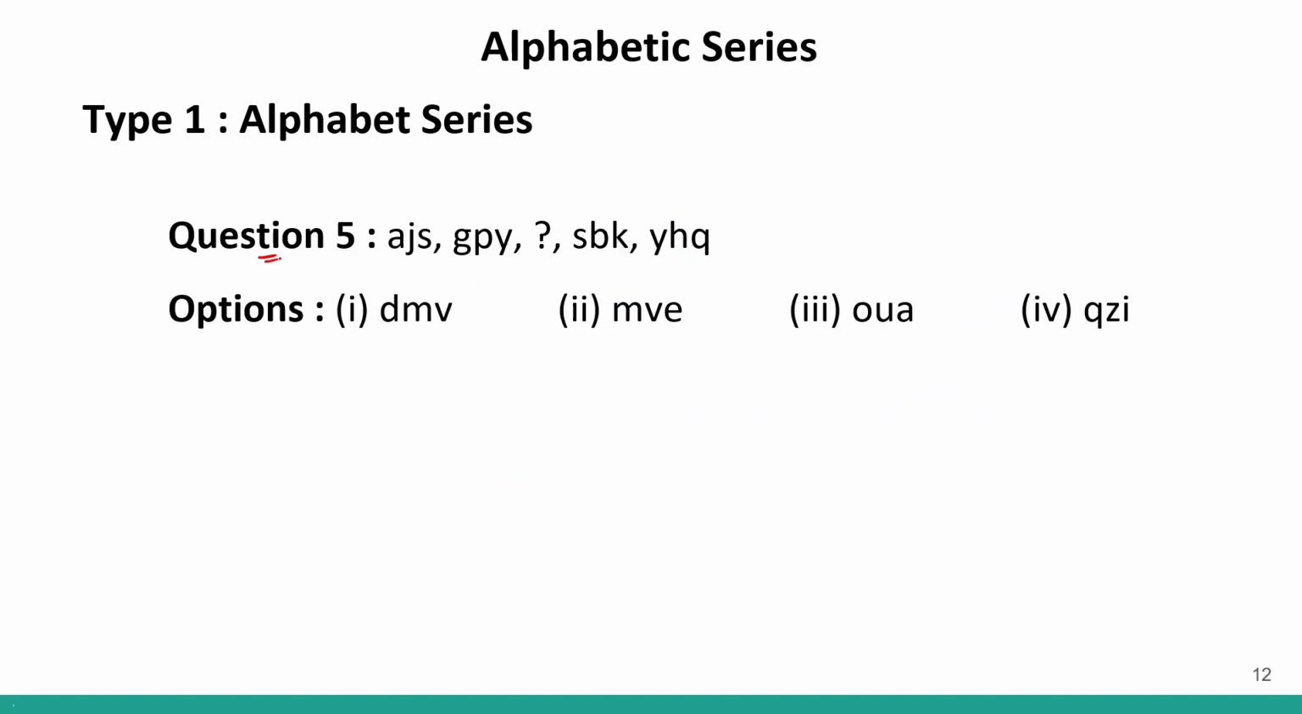Now let us look at question number 5. It is the same alphabet series, but it is just given in small letters. That does not make a difference. These are small letters, but it will follow the same logic. So when I look over here, a is 1, g is 7, s is 19 and y is 25. So over here, Y is 25, S is 19, I see a plus 6. Over here also, I see a plus 6.